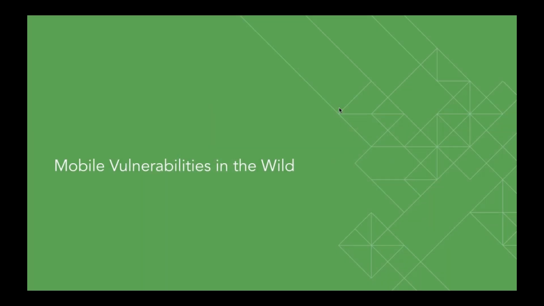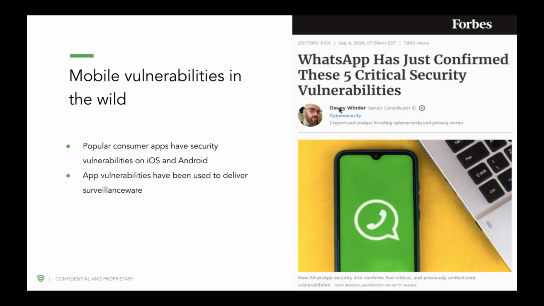So let's talk about some of the mobile vulnerabilities that we've seen recently in the wild. One application that has broad appeal and is broadly installed, probably on many of your employees' devices, is WhatsApp, owned by Facebook. Just as recently as September of last year, WhatsApp disclosed that they had 5 critical vulnerabilities in their mobile application. These vulnerabilities carried across both iOS and Android. Previous vulnerabilities for WhatsApp have been used to deliver surveillanceware, including the one that targeted Jeff Bezos.